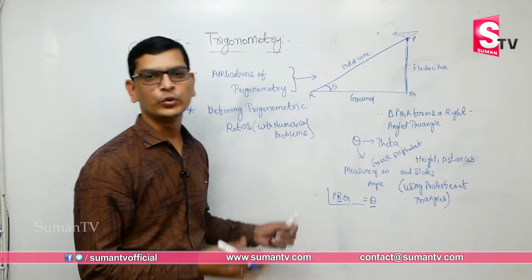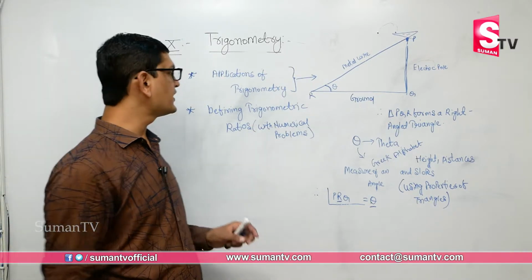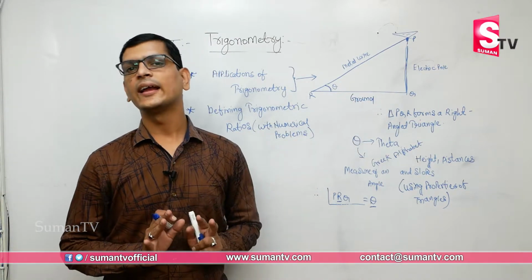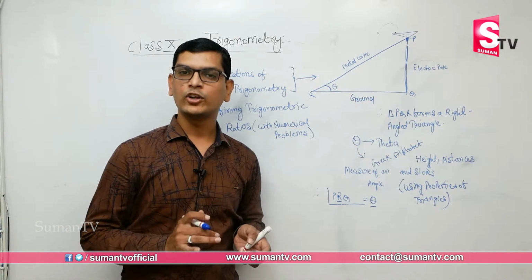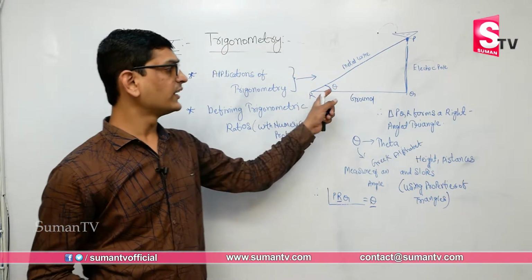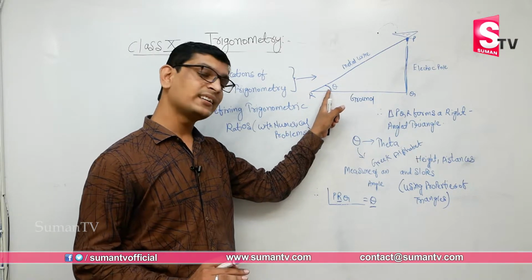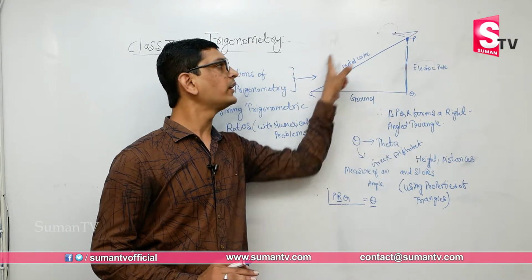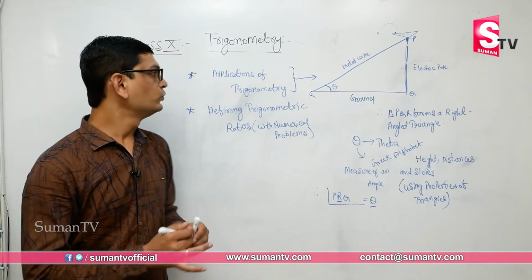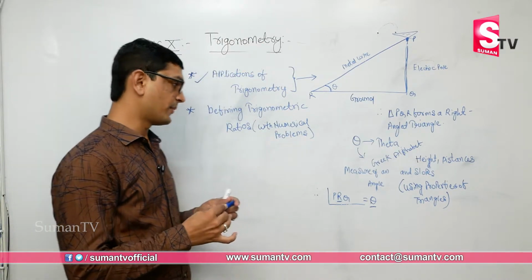In short, trigonometry is a branch of mathematics which deals with the relationship between the sides and angles of a right angled triangle. I repeat, trigonometry is a branch of mathematics which deals with the relationship between the sides and the angles of a right angled triangle. So we have completed the applications of trigonometry.